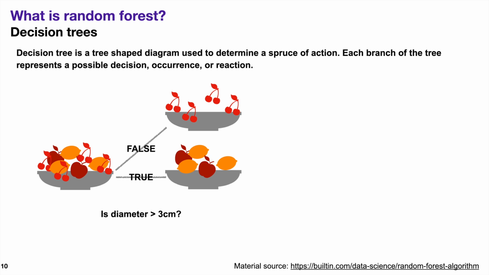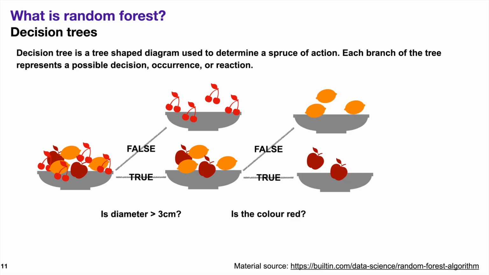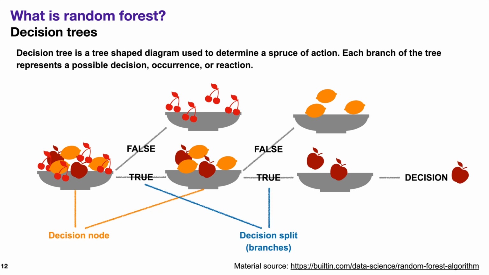Intuitively, we may ask some questions that are related to the typical features of different fruits. We can see from this slide that we have a bowl with apples, lemons, and cherries. Probably we can first ask a question about the diameter of those fruits. If we ask the question, is the diameter larger than 3 centimeters? Then we can identify cherries from apples and lemons. And further, we can ask whether the color is red or not to differentiate apples from lemons. So after two questions, we have now separated all three kinds of fruits from the bowl.